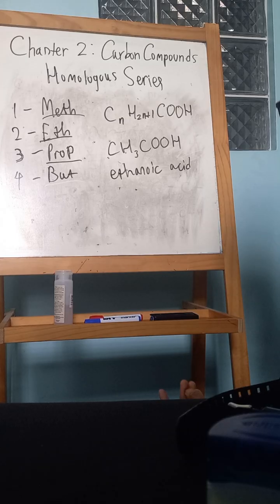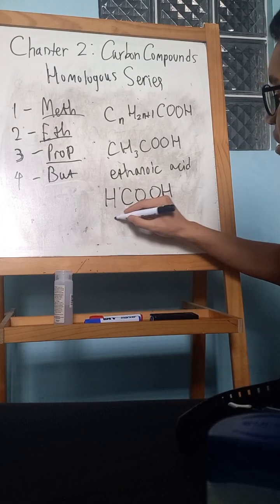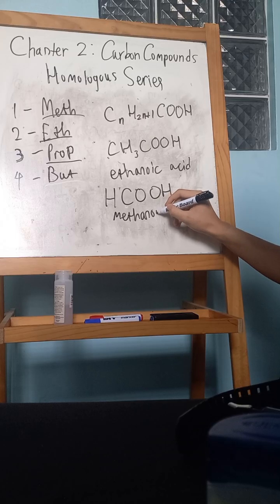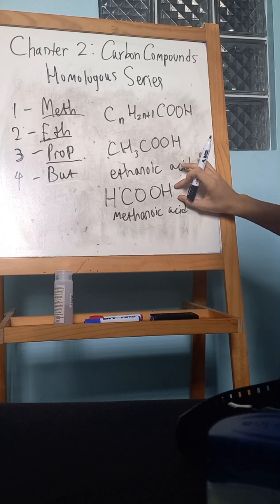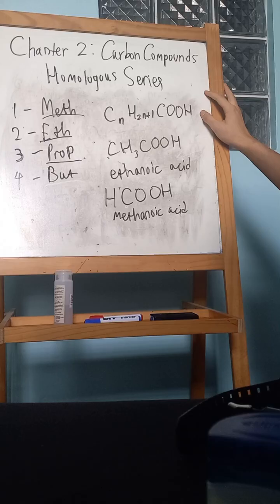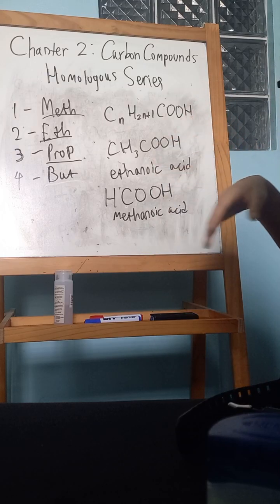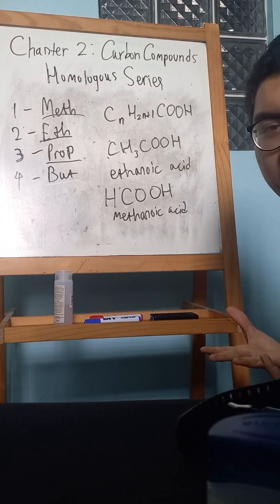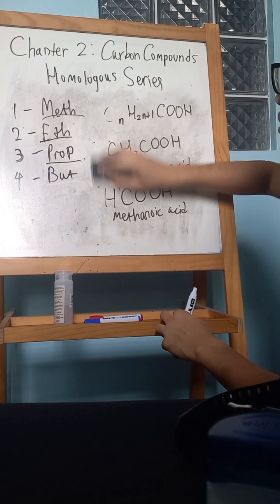Now, you might be thinking, what about methanoic acid then? Simple. This is methanoic acid. Now, when you try to apply the general formula here, it doesn't really work, so this one you kind of have to memorize. When it comes to carboxylic acid, it's kind of complicated, but I'm sure you got it, right? I'm sure you got it. So yeah, that's basically how you name it.